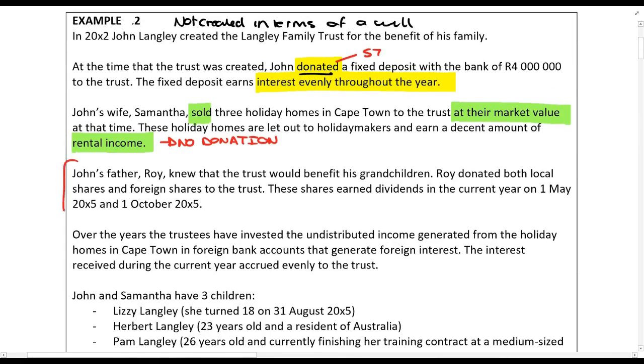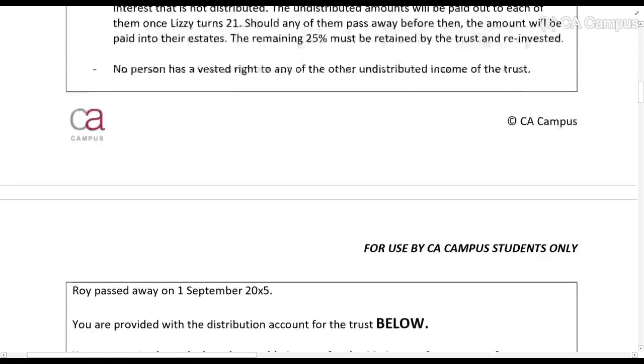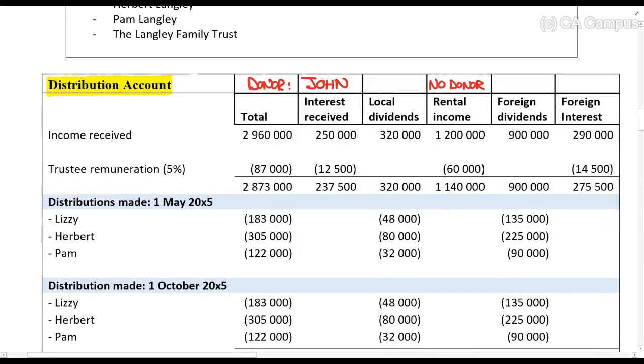Then, John's father, so John is the one who created it, John's father, Roy, knew that the trust would benefit his grandchildren. So Roy donated local shares and foreign shares to the trust, and these shares earned dividends on the 1st of May and the 1st of October. So a couple of things I want you to see. So first up is that the local dividends here, Roy donated it, and the foreign dividends, Roy also donated it. Then I just want you to see they give us those same dates here, 1st of May, 1st of October.